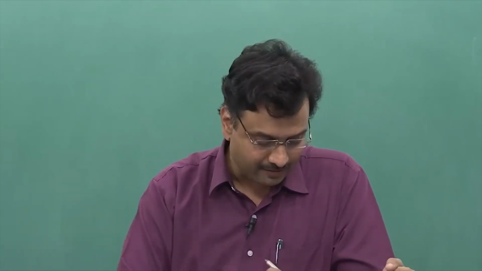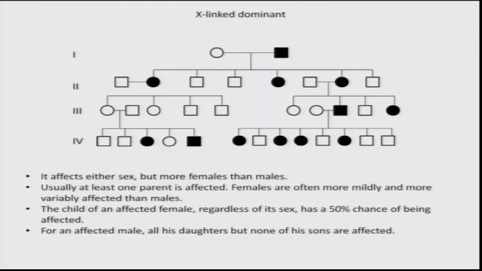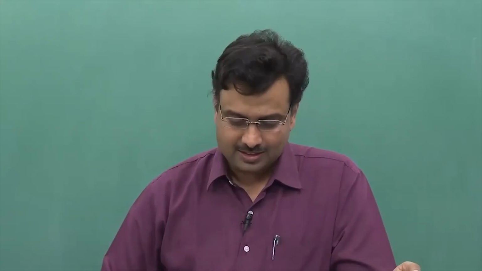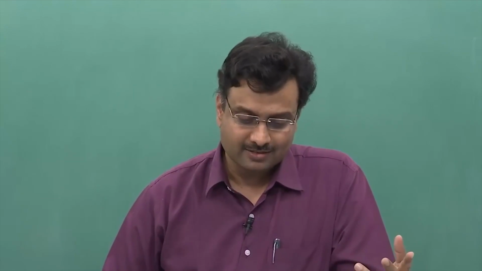50% of her germ cells would have the affected chromosome, therefore it is a 50% chance. An affected male has all his daughters but none of his sons affected, because the moment he contributes an X chromosome in his sperm, whichever egg that sperm fertilizes would result in a daughter, not a son. So, the daughter will be affected if it is X linked. This is how you really look into the family and come up with a hypothesis or a suggestion that the phenotype that you are seeing is dominant or recessive, and what it is.